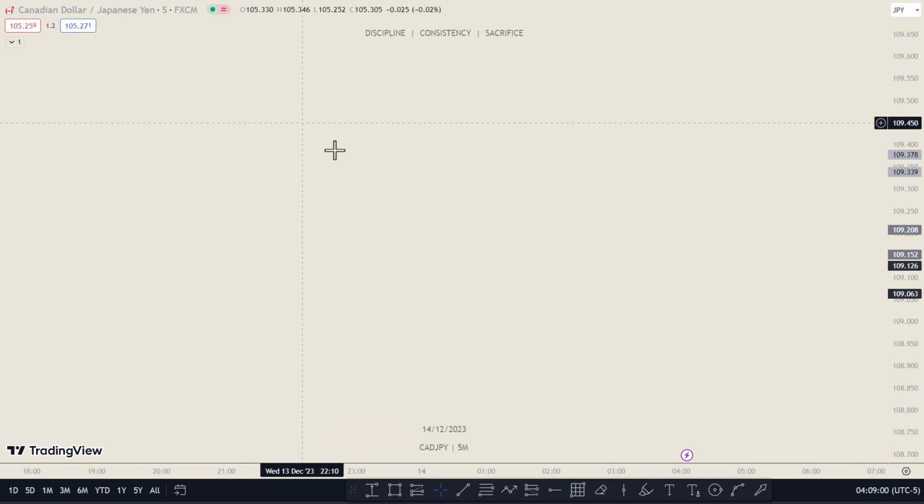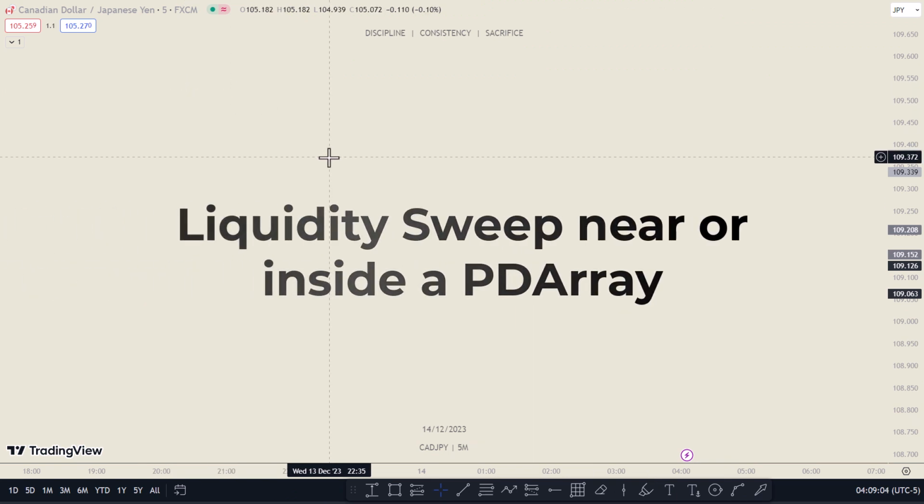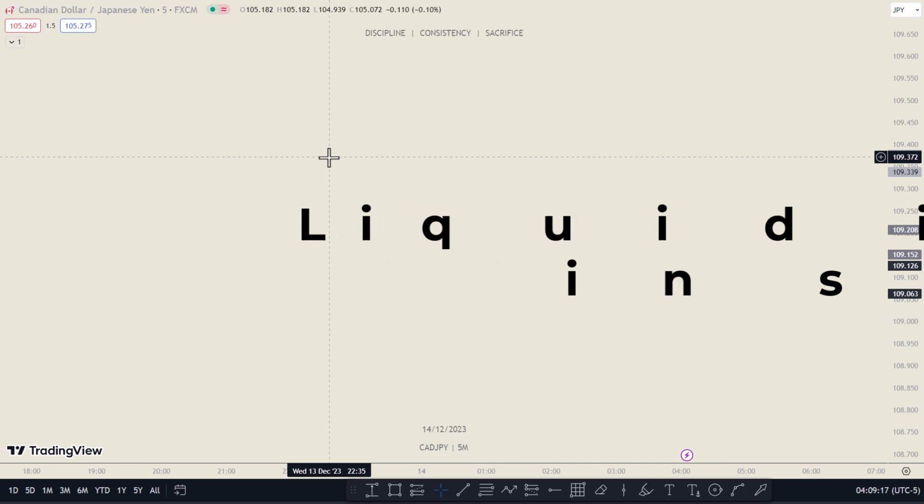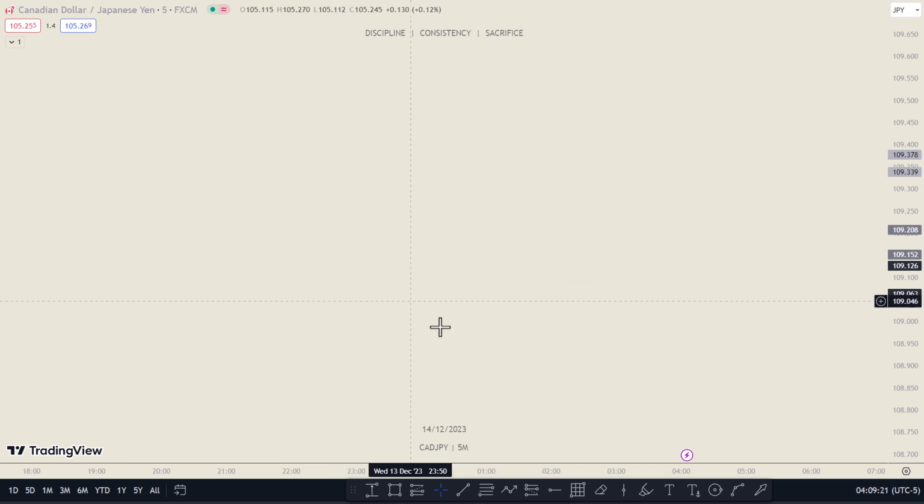Now let's start with the first scenario, which is a sweep on liquidity near or at a PDRA. I repeat, a sweep on liquidity, meaning a raid on a swing that is located near or inside a PDRA. And let me draw you an example on the chart so you can understand it better.